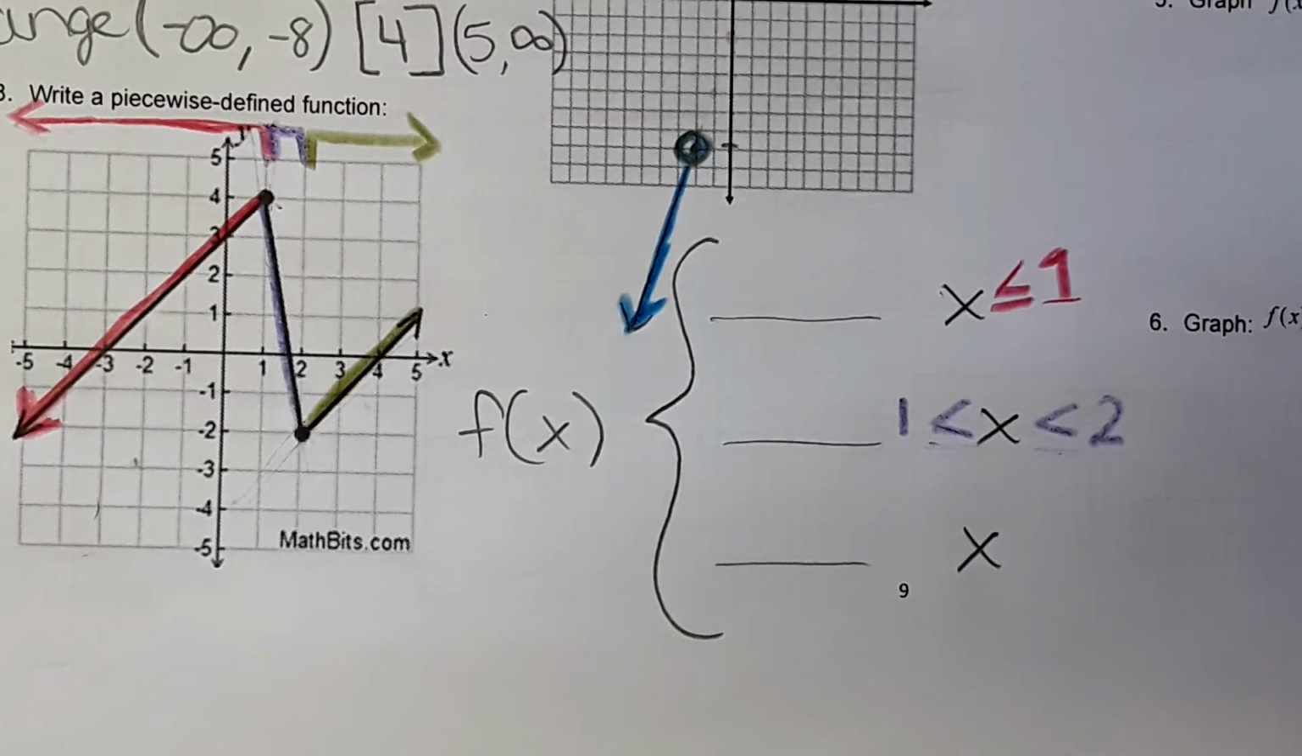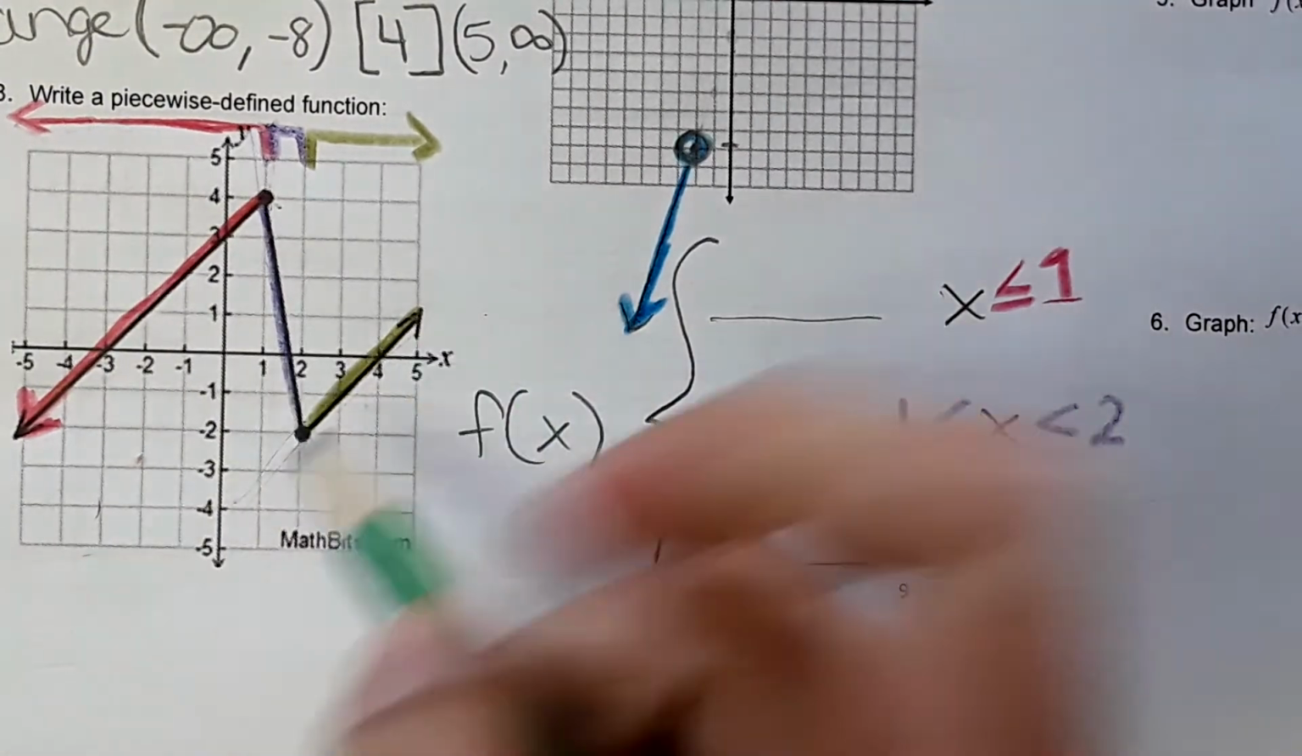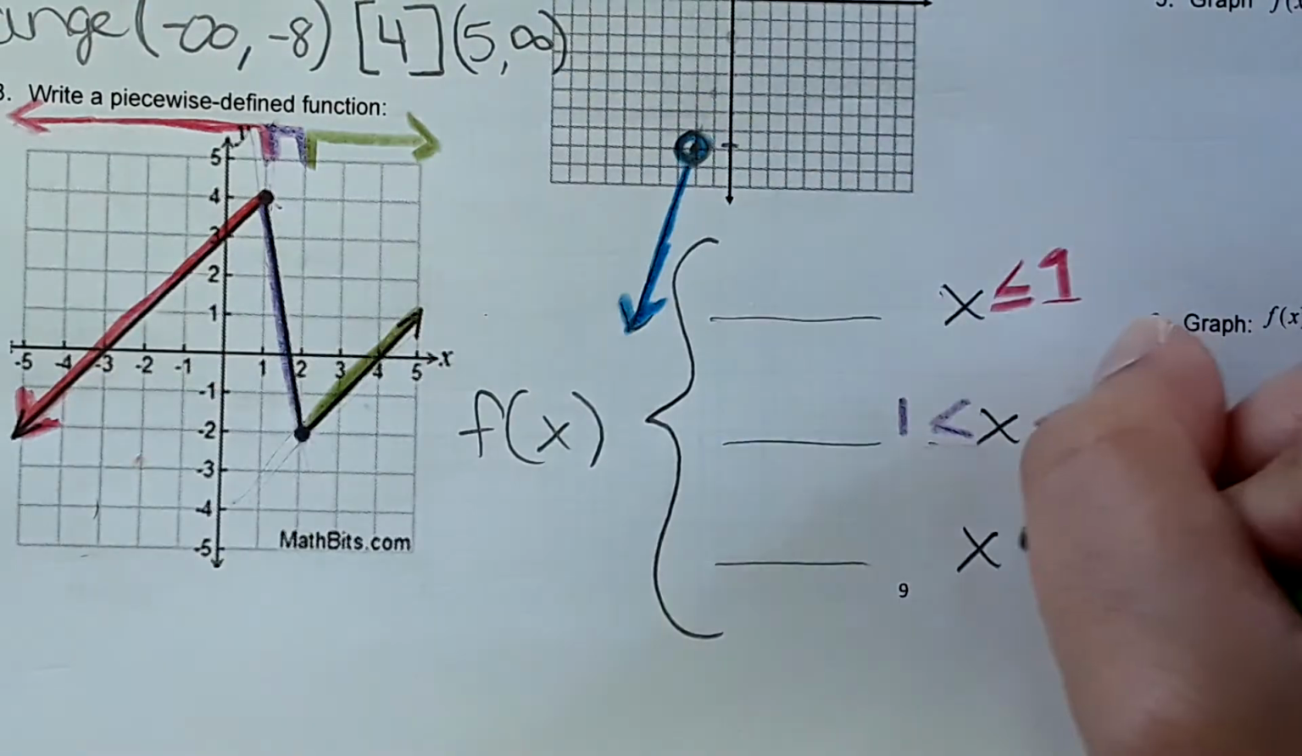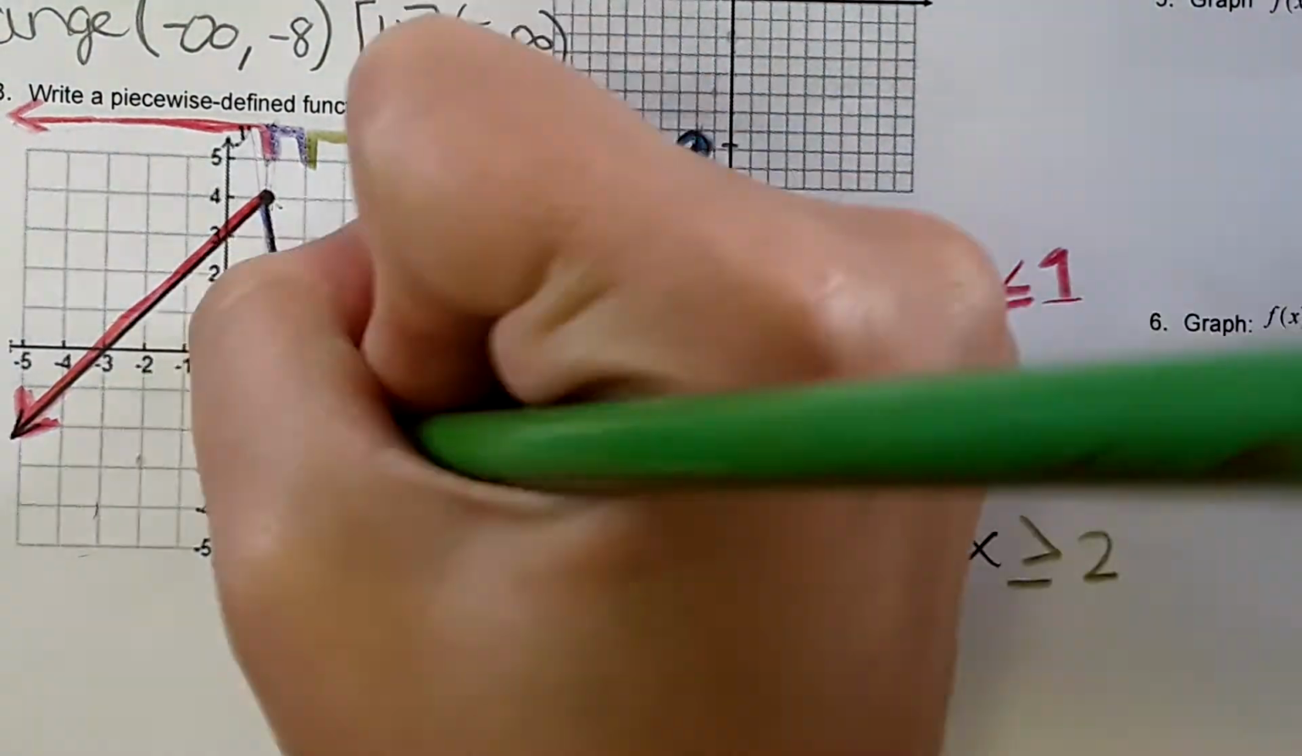And then for green, it's 2 and up. So x is greater than 2. Greater than or equal to 2, because closed dot.